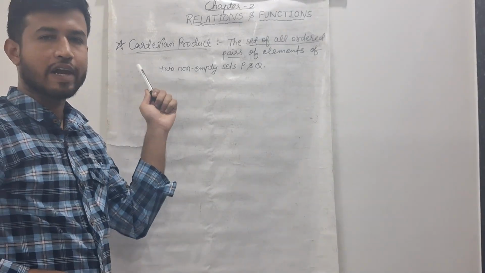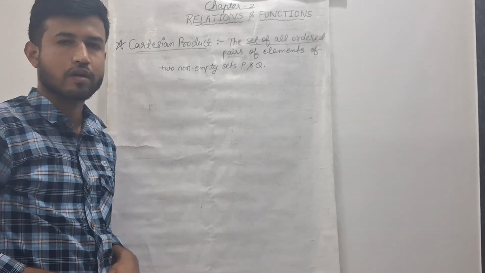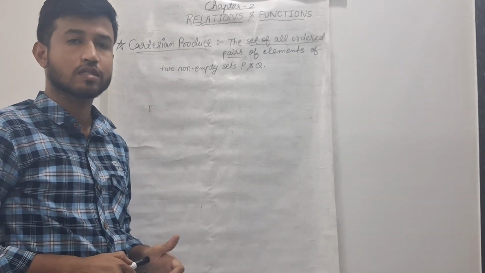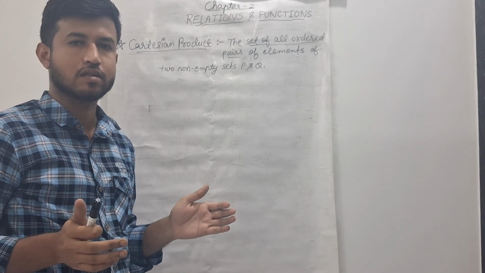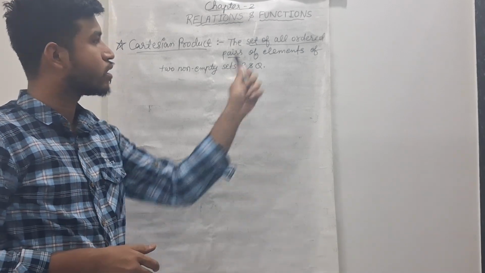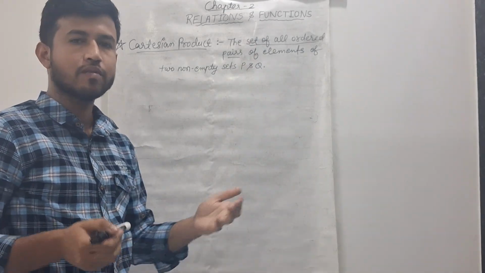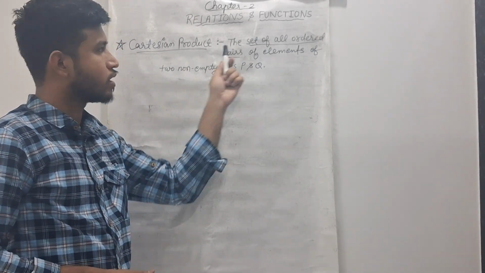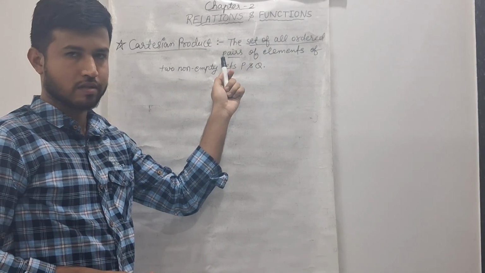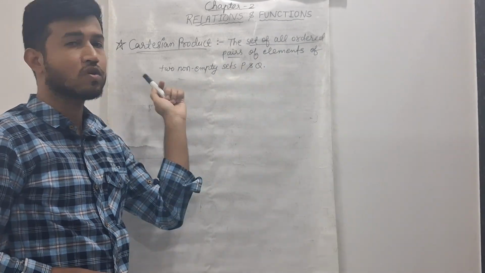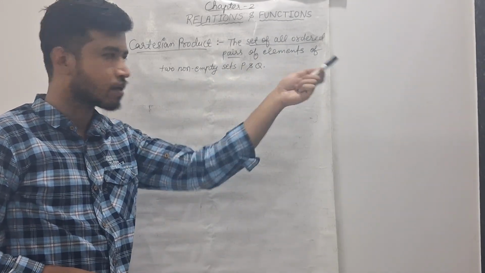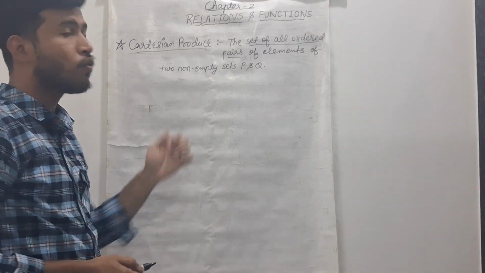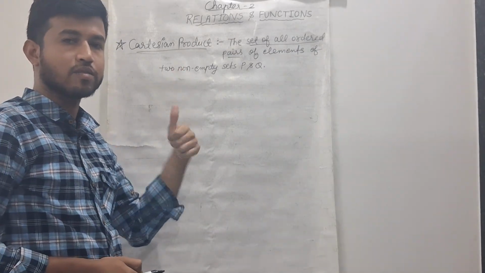So here we are defining Cartesian product. As we have seen, Cartesian product is the set of all possible relations, a set of all possible ordered pairs. We are defining it in mathematical terms. So what do we mean by Cartesian product? It is the set of all ordered pairs of elements of two non-empty sets P and Q. How can we write it mathematically?